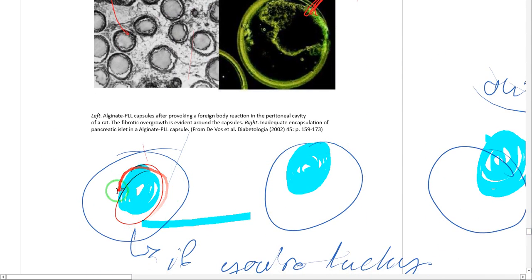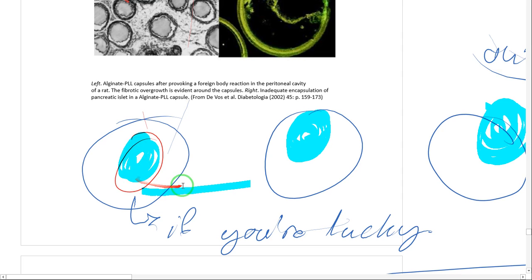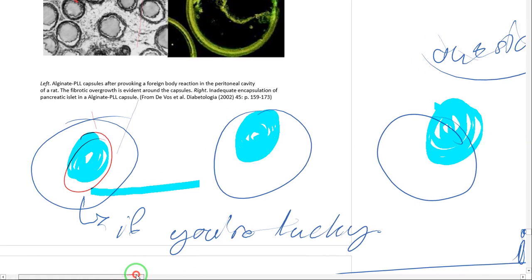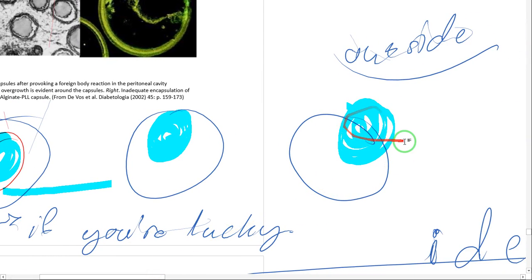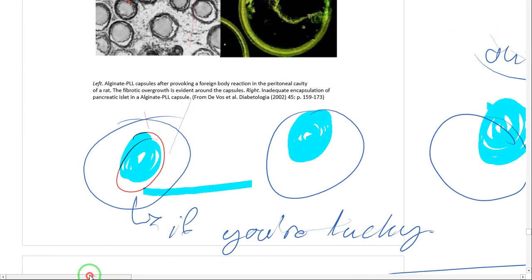Consider this as a population of the cells. If we are lucky, we can encapsulate inside our matrix all the population of the cells, all the islets. But in some cases, some of the islets will be outside, and the problem is that they can be recognized by the immune system of the body, and as a consequence inflammation happens.